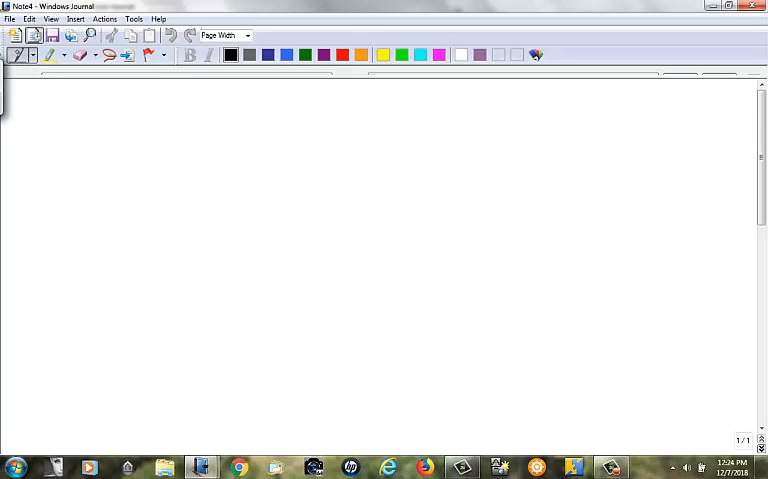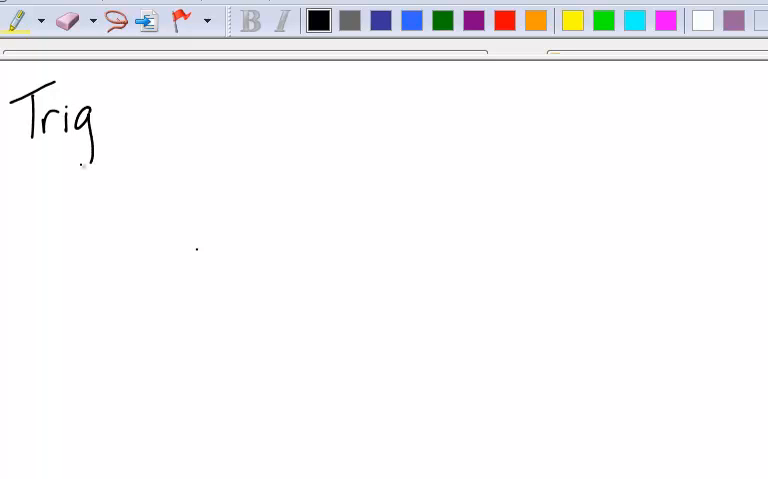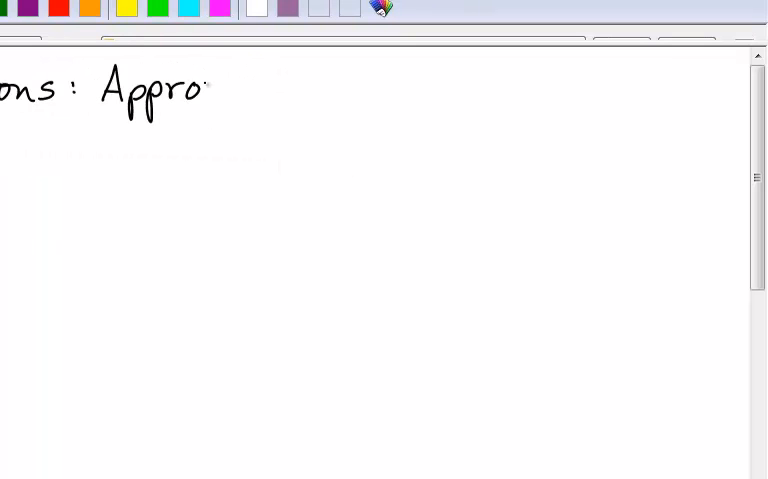Okay, so this will be for section 6.5, and it's for trig equations. And they say with approximate solutions. The reason they say that is because you're going to do them on the calculator. And this is actually some pretty good review for the final. Take you back through your calculator a little bit.